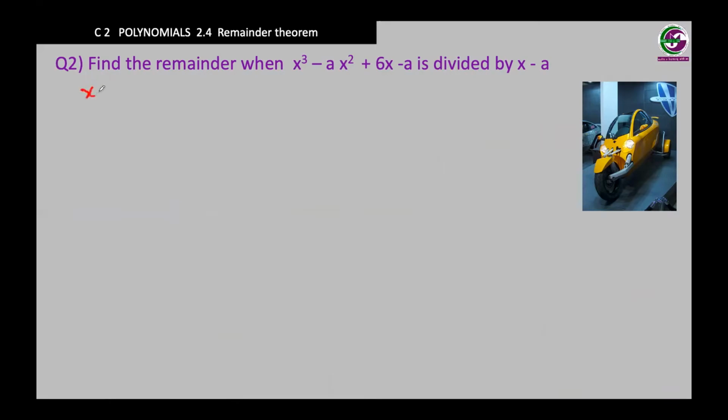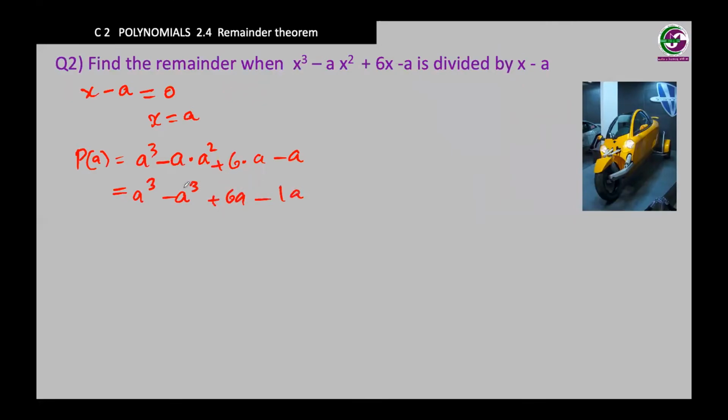So the divisor is x minus a. We say x minus a is equal to 0 or x equal to a. This should be substituted. So p of a will be equal to a power 3 minus a times a power 2 plus 6 times a minus a, which is a power 3 minus a power 3 plus 6a minus 1a. A means 1a. Plus a power 3 and minus a power 3 get cancelled. So we have 6a minus 1a, which is 5a. That is the remainder.